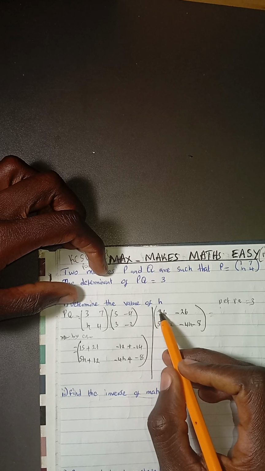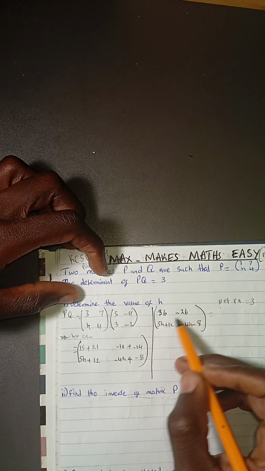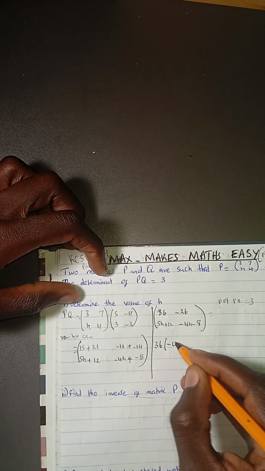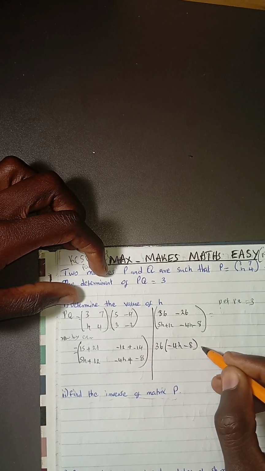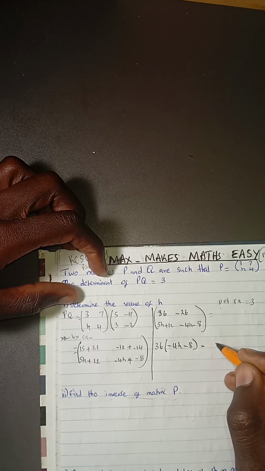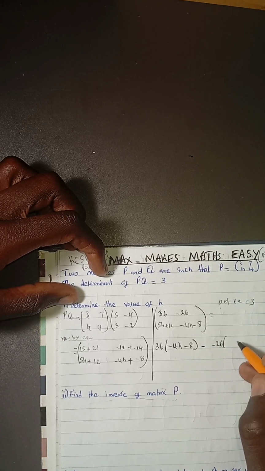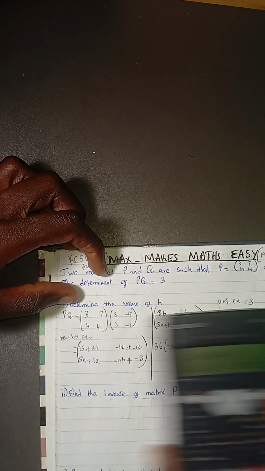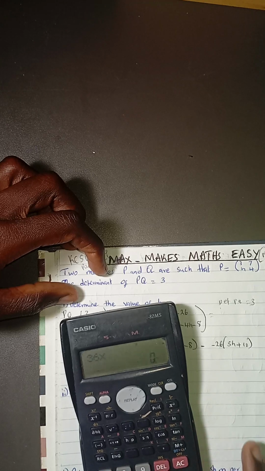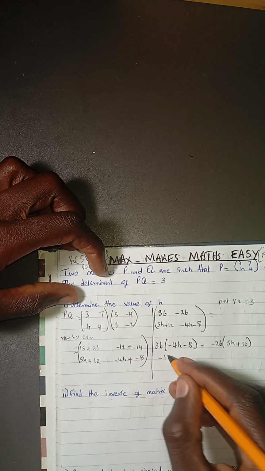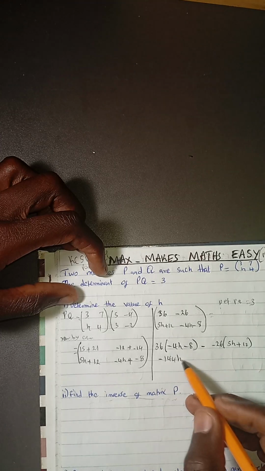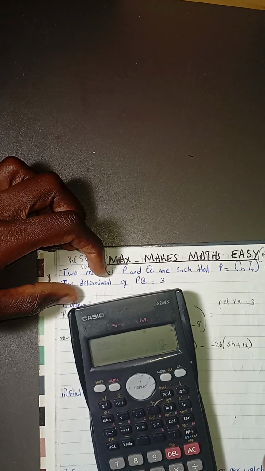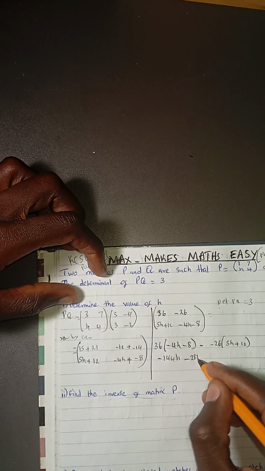Determinant is found by multiplying the elements in the main diagonal, then subtracting the elements in the minor diagonal. So it will be 36 into (-4h minus 8), then we subtract the elements in the minor diagonal, which is -26 times (5h plus 12). That will be 36 times -4, that will be -144h, minus 36 times 8, minus 288.